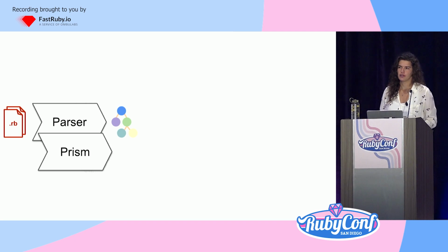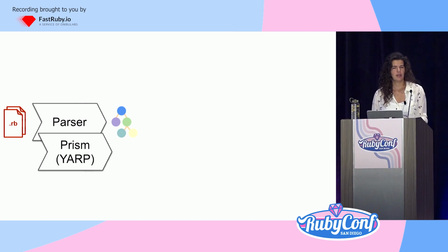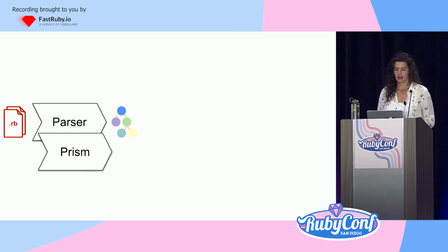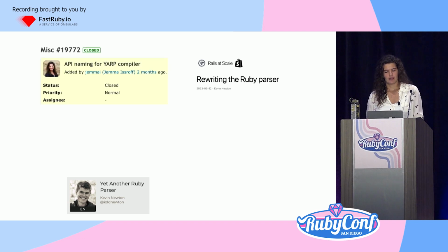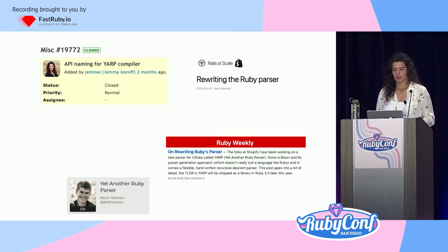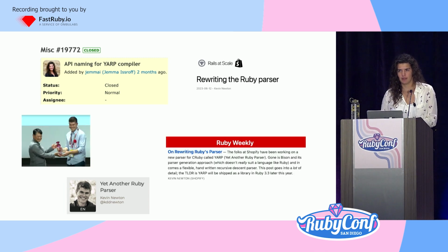You might have heard also about Prism, which is a new Ruby parser. It was at one stage of its life called YARP. You might recognize it by that name. You might have seen it. My colleague Kevin Newton gave a talk about it at RubyConf. He's written about it. I've done some stuff with it, created some bugs about it. It's been in Ruby Weekly. Just last week, Kevin won the Ruby Prize for his work on this, which deserves an applause, certainly.